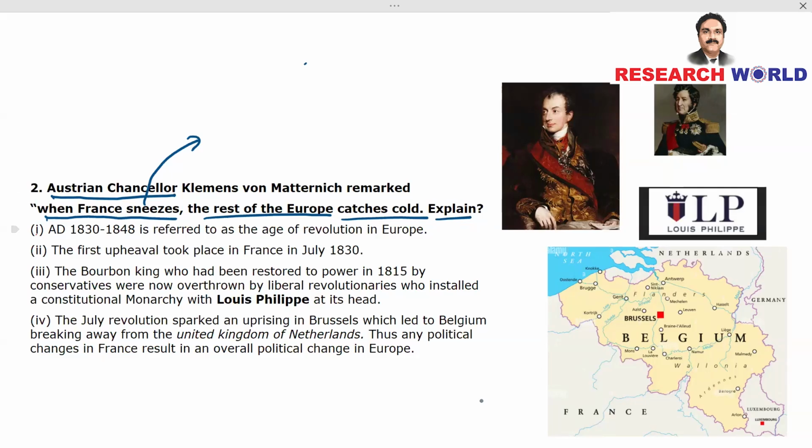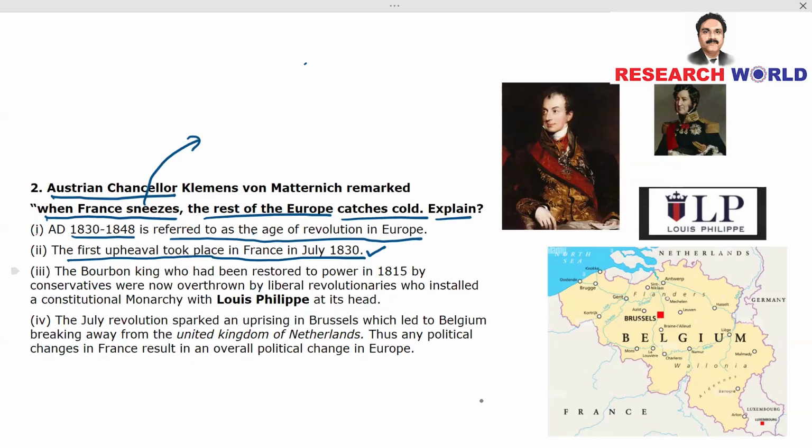Okay, point number one. AD 1830 to 1848 is referred to as the Age of Revolution in Europe. The first upheaval took place in France in July 1830. So it all started, this age of revolution, with an upheaval. Upheaval means people coming against the existing system through protest and march. Okay, so the first upheaval took place in France in July 1830.